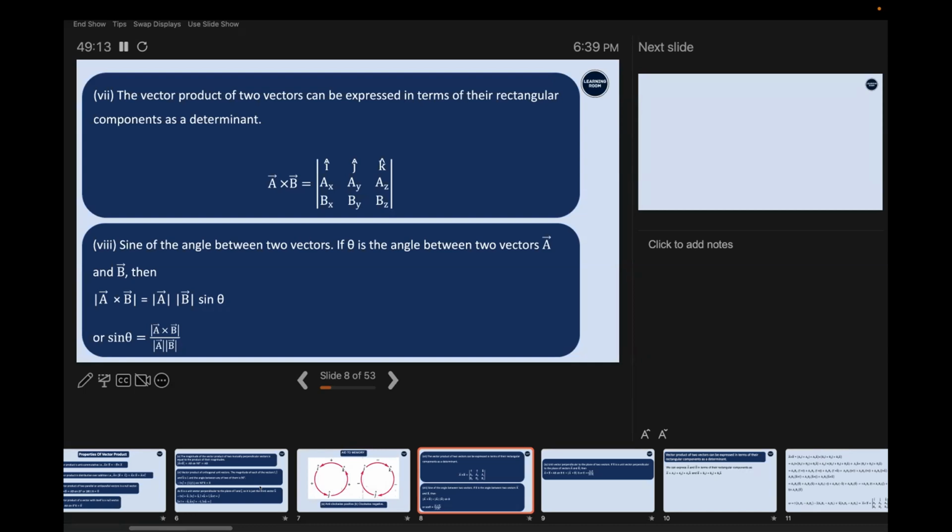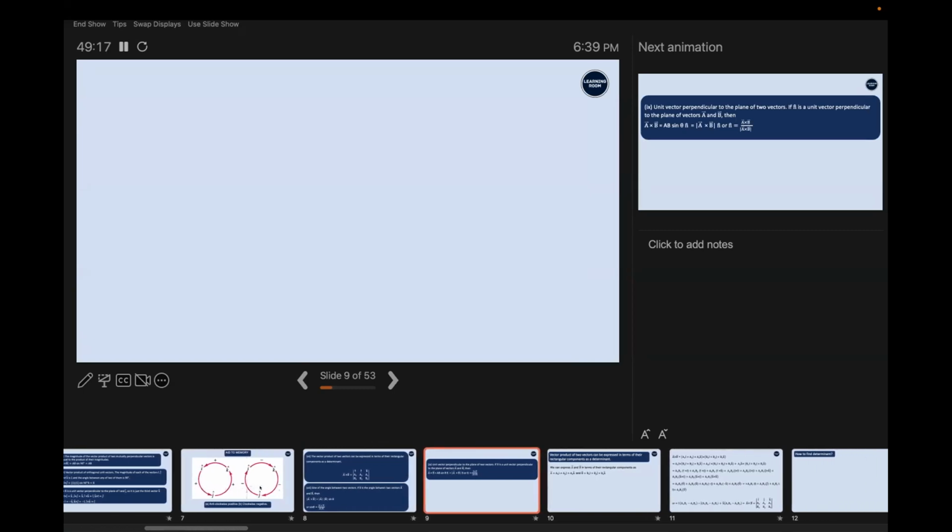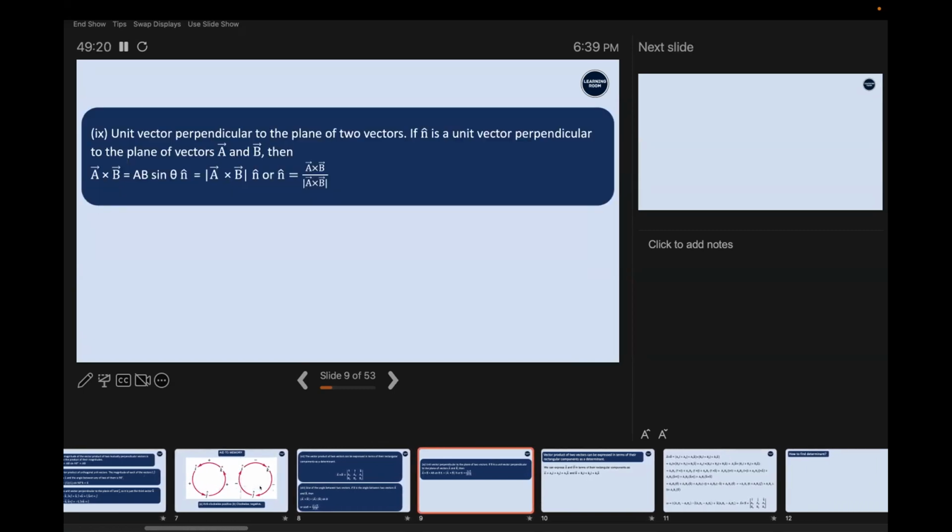Is it clear, guys? Shall I proceed? Next is the next kind of property. I think this is the last one. Yes, this is the last property.